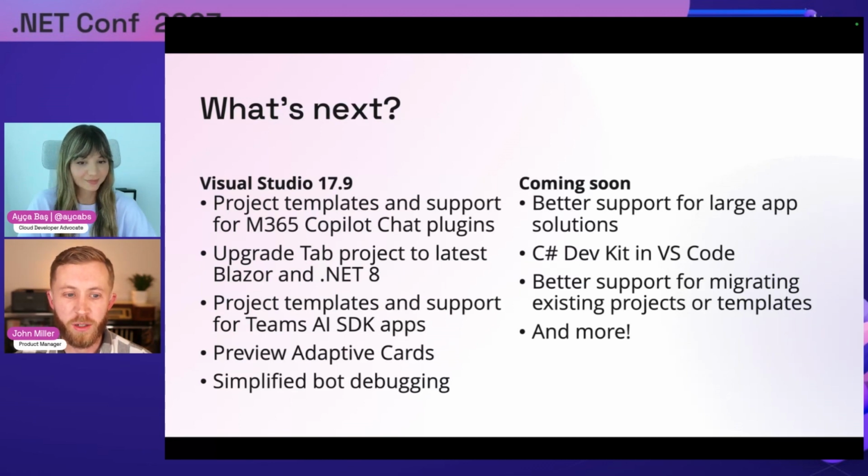So our tab project will be updating the Blazor stuff to .NET 8 and just fixing up those templates. Right now, in 17.8, they scaffold .NET 6 versions. We'll have project templates for a lot of the Teams AI SDK stuff, and that's some of what I just showed you there.